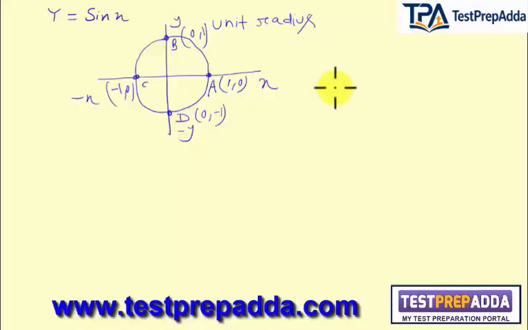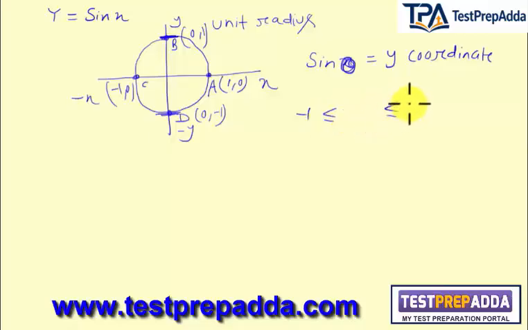Okay. Now, if you recall, we have defined sine theta as the y coordinate. And if you check here, the maximum value is 1 and the minimum value is minus 1. So this y coordinate lies between minus 1 and plus 1, so this sine theta lies between minus 1 and plus 1.